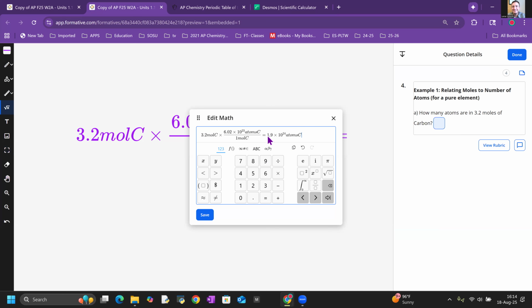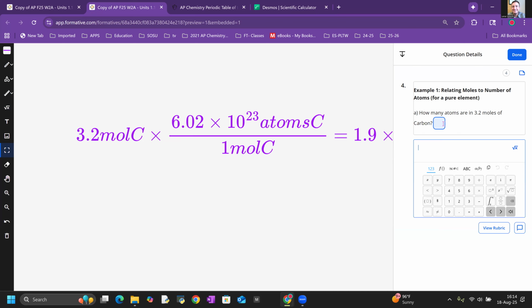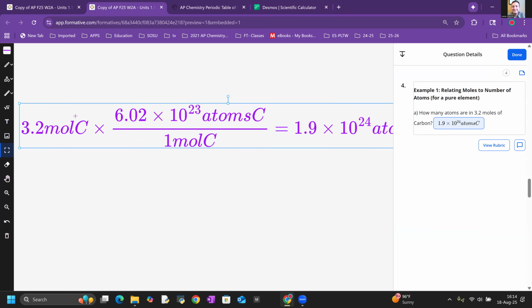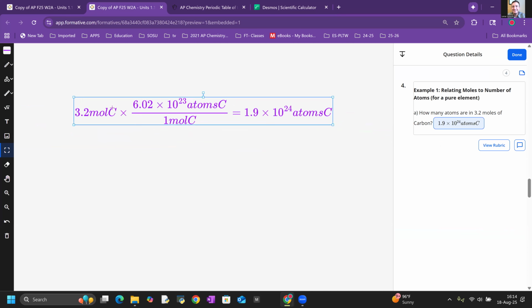So we want that as our answer. So we control C, save, place that in here, and this thing is over. We're done with this question. Question number 4 is in the books. And that is just simply relating moles to the number of atoms. The pure element is carbon. So 1 mole is this many atoms. 1 mole is this many of anything. And that's the point here.